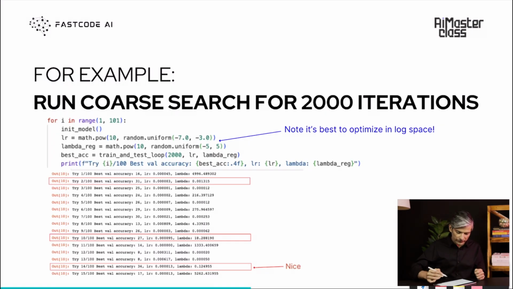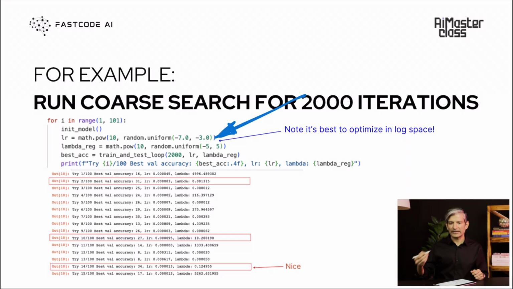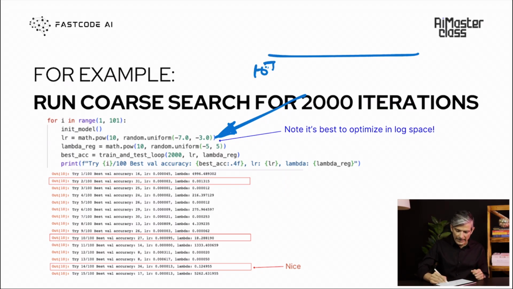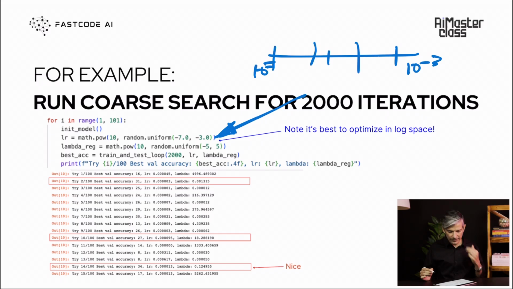So now what we are doing is we are sampling in the logarithmic space between 10 to the power minus 7 and 10 to the power minus 3, right? So we have 10 to the power minus 7 and 10 to the power minus 3, and we are randomly sampling, let's say, a few numbers here. And then we are also sampling for our lambda. We are sampling for our learning rate between 10 to the power minus 7 and 10 to the power minus 3, and for our lambda 10 to the power minus 5 to 10 to the power plus 5.